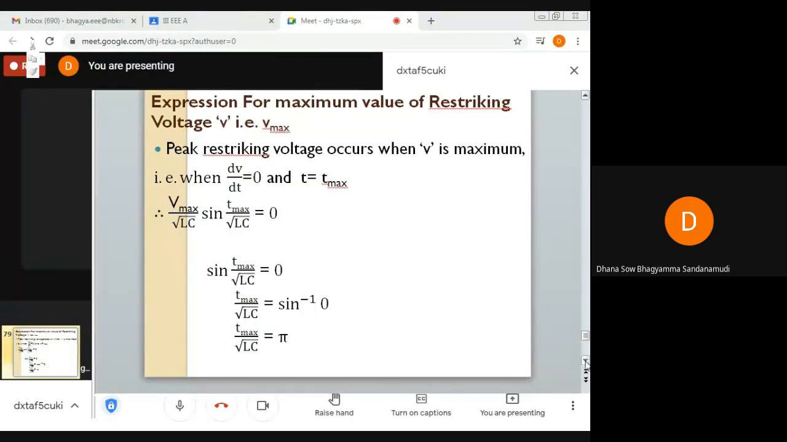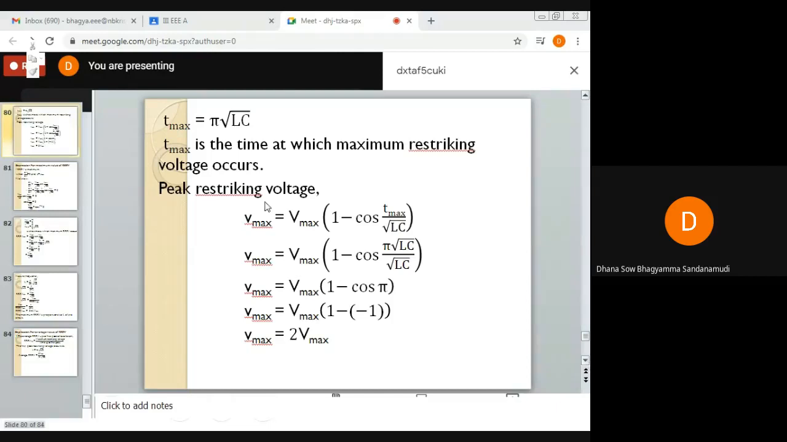Okay then. Next. So T max is equal to pi root LC. So what is V actually? V equal to V max into 1 minus cos T by root LC. So write V equal to V max instead of T, write T max. In the expression of restriking voltage, instead of V, write V max, instead of T, write T max.